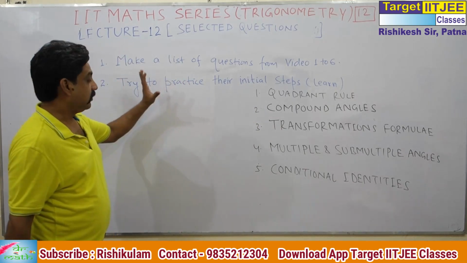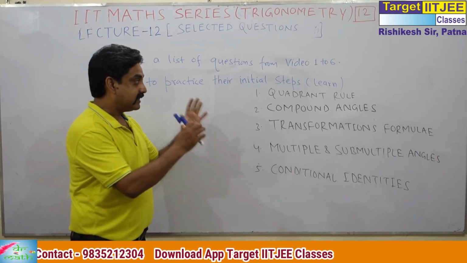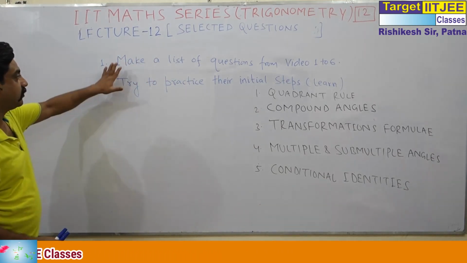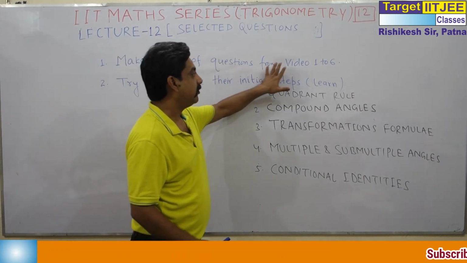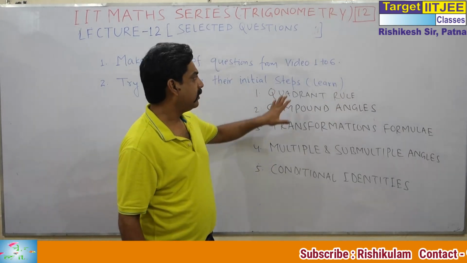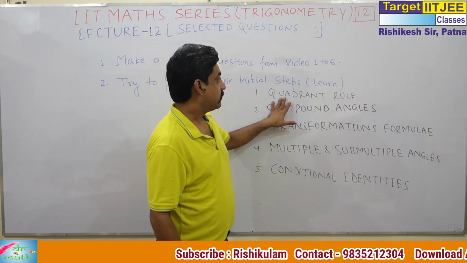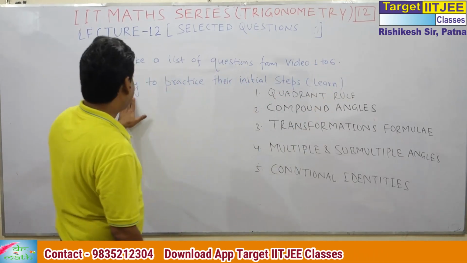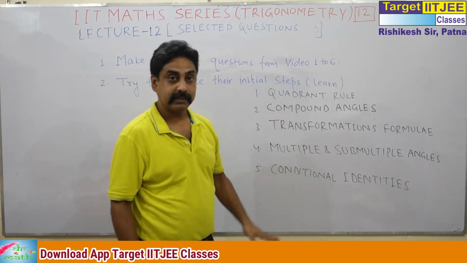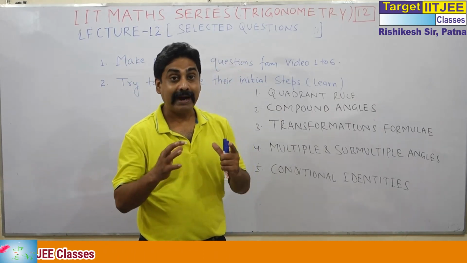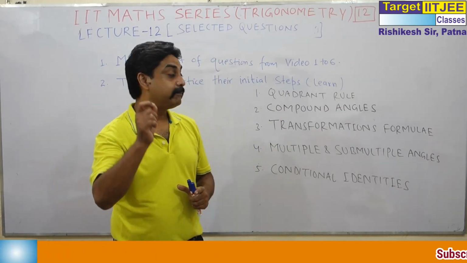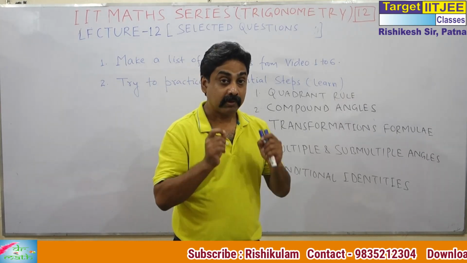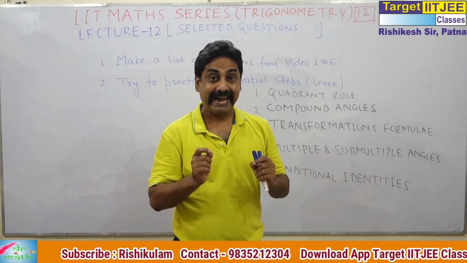Now, before starting this class, I just want 1 or 2 points from you. First of all, make a list of questions from video 1 to 6. You can omit video 1, which is quadrant rule, but from video 2 to 6, try to practice their initial steps. In Trigo, there is no hard and fast rule. We have to work on trial method. So, how we proceed in a particular question, that you have to know.